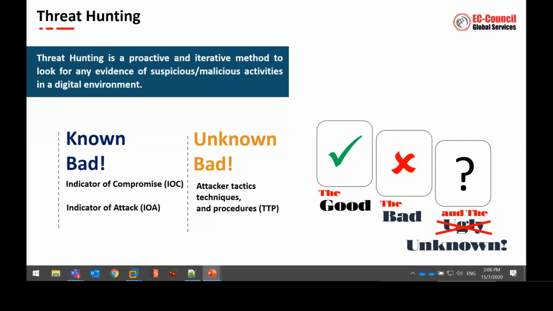So to detect the unknown bads, we need more analytical skills to analyze the attacker's tactics, techniques, and procedures. Normally, we may conduct behavioral analysis, anomaly-based detection, and so on. It's so important because nowadays it's not easy to deal with the new generation of attacks.